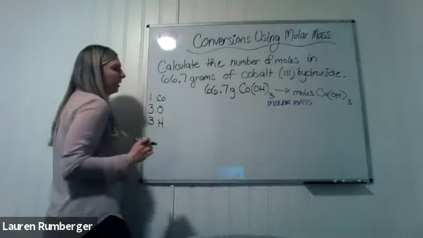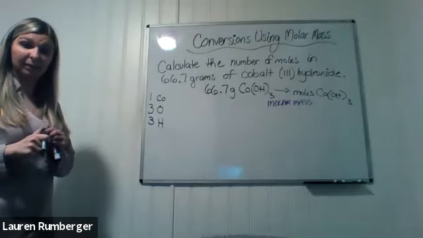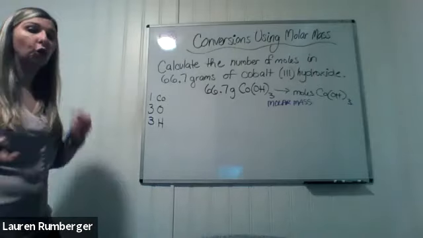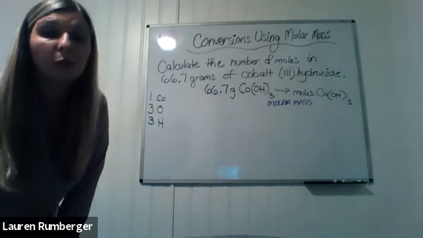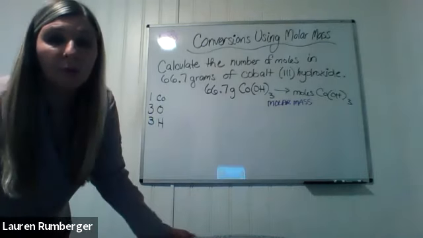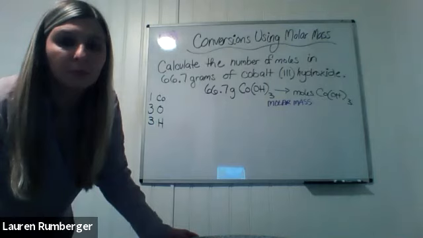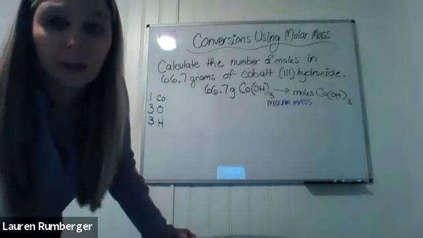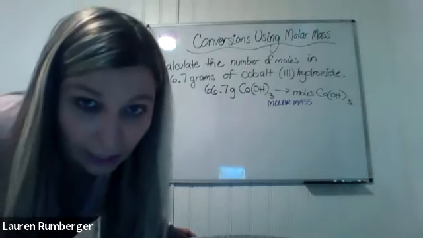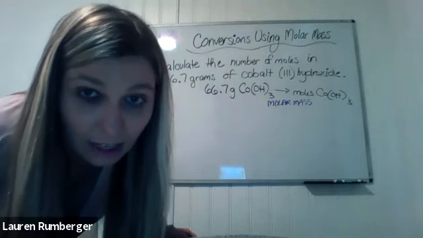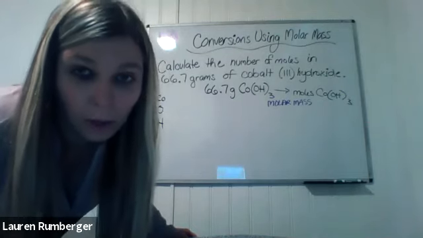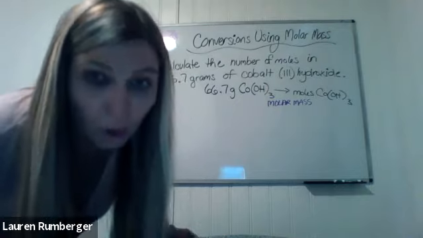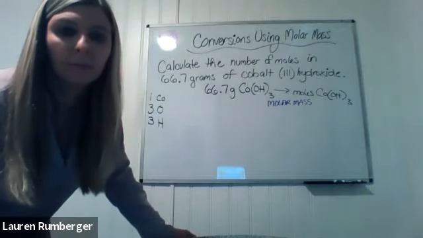Then we're going to total together each of the masses. So cobalt, in order to determine the mass of cobalt, we need to look at the periodic table. I am looking at the periodic table on my desktop right now, and I see that the molar mass of cobalt is 58.93. Okay.